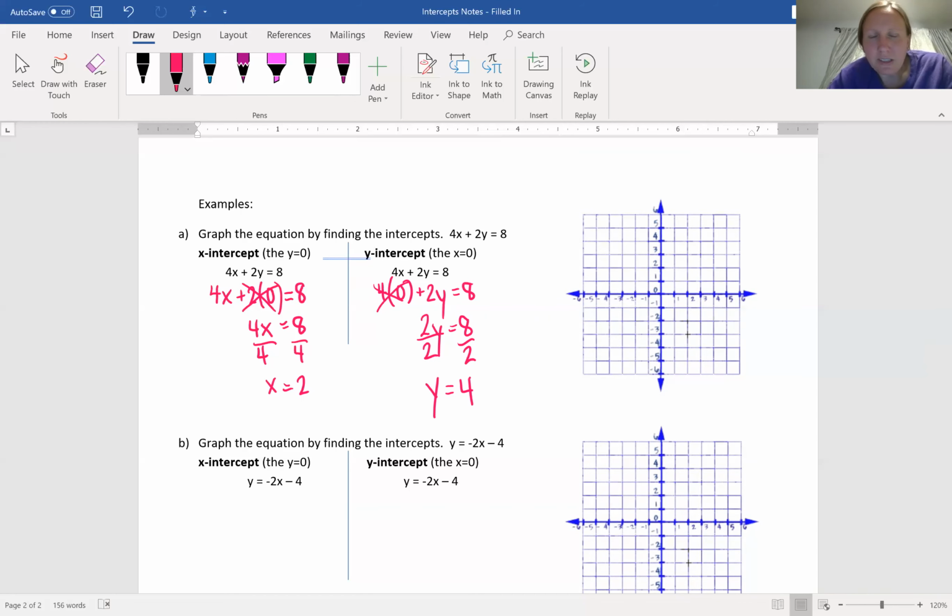And now it's kind of just like what we did in numbers 3 and 4, where we knew the intercepts, so we put them on the graphs and we connected them. Here we just had to find the intercepts first. So x equals 2 means it's hitting the x-axis right there. Y equals 4 means it's hitting it right there. And now we can take those 2 points and connect them with a line.